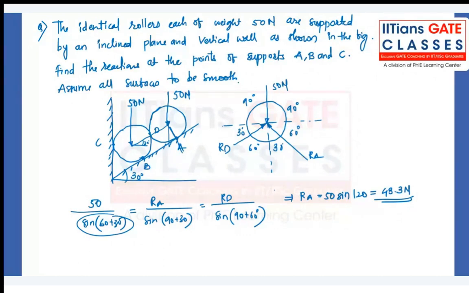What about the RD? RD also you can calculate. RD is equal to 50 into sine of 150. Okay, and that is 0.5. Sine of 90 degree plus theta is cos theta, and cos 60 is 1 by 2. You can say 25 Newton. Okay, so we got RA from here.